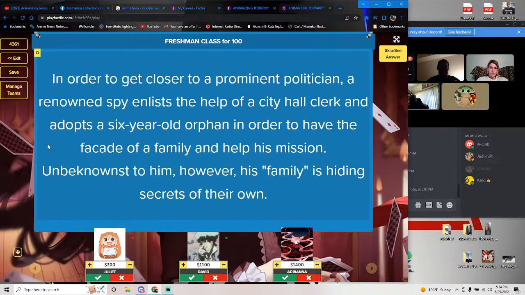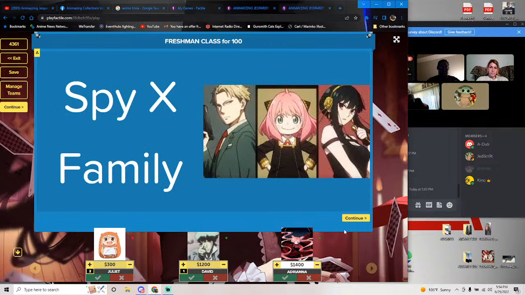In order to get closer to a prominent politician, a renowned spy enlists the help of a city hall clerk and adopts a 6-year-old orphan in order to have the facade of a family and help his mission. David. What is Spy and Family? Yes, sir. All right.